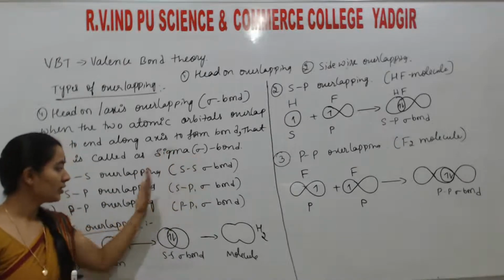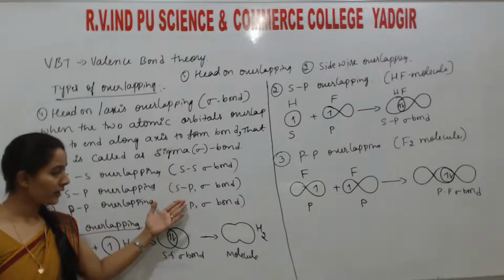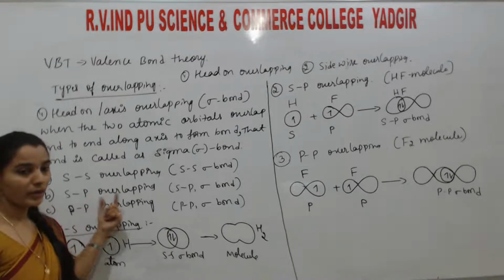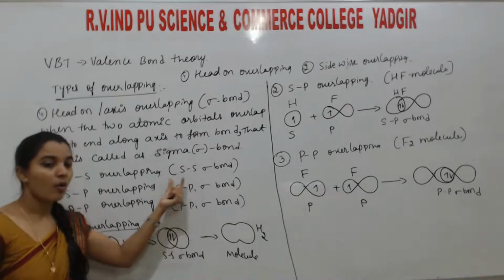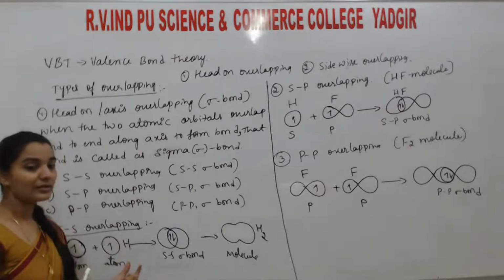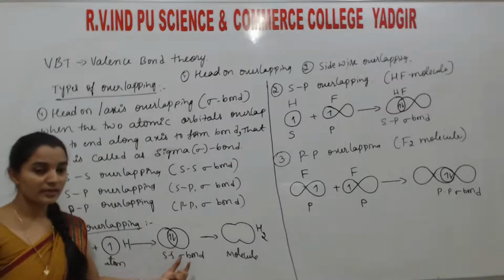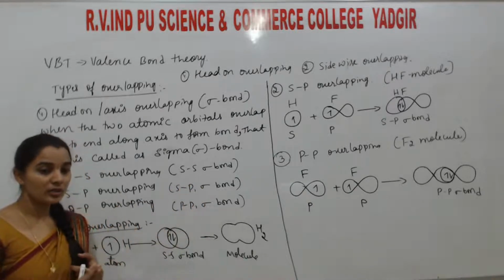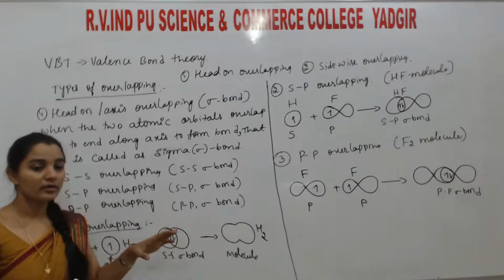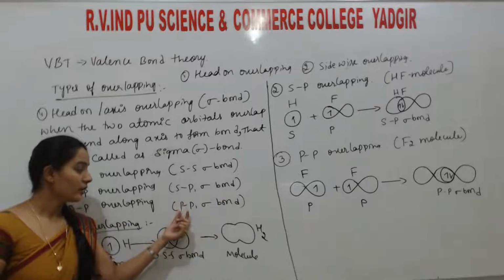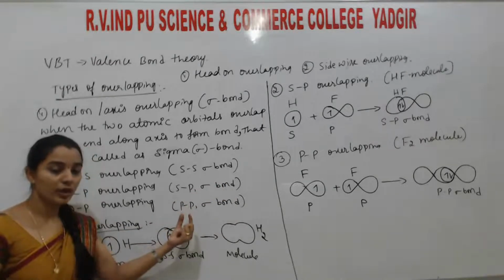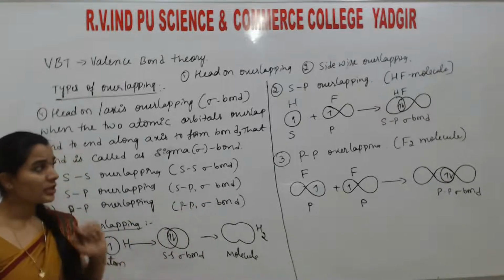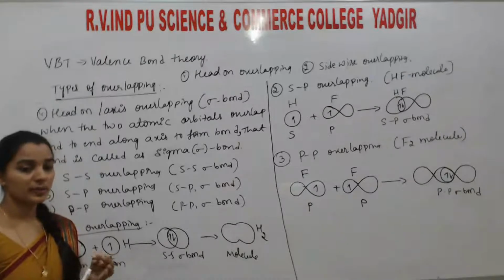In that sigma bond, 3 types are there: SS sigma bond, SP sigma bond, PP sigma bond. That depends on what? Overlapping of the atomic orbitals. If 2 s orbitals overlap along their axis end to end, they form SS sigma bond. If 1 s orbital and 1 p orbital overlap end to end along the axis, they form SP sigma bond. If 2 p orbitals overlap end to end along the axis, they form PP sigma bond. And this is the shape of the sigma bonds SS, SP and PP.